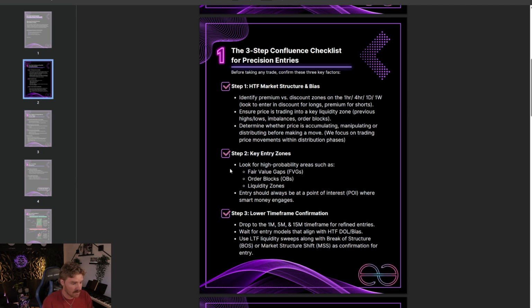Step number 3, lower time frame confirmation. Now this goes to our entry models, right? This is when we want to drop down to the 1 minute, the 5 minute, and the 15 minute to find more refined entries and more precise entries, like I was saying, right? So we need to make sure that our entry models are aligning with our higher time frame draw on liquidity and bias. Okay, so that's when we're looking at liquidity sweeps. That's when we're looking at break of structure, market structure shift for our confirmations, right? We're looking at IFEGs. That's when we're kind of going down to our lower time frames, right?